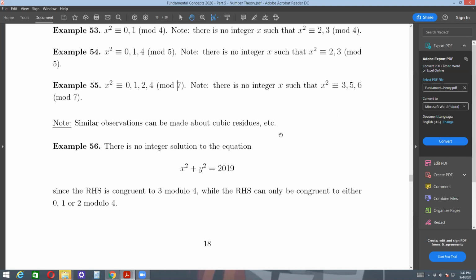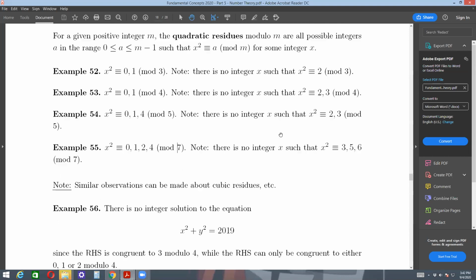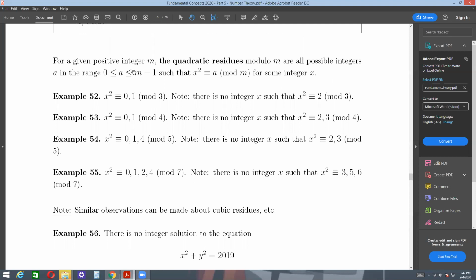Right? And as I said, you could make similar observations for cubic residues. Cubic residues for these smaller numbers don't necessarily give you much. Like for cubic residues mod 3, you'll get that x cubed has to be 0, 1, or 2, which doesn't help, because 0, 1, or 2 mod 3 is all possible values. Right? Usually the quadratic ones help you a lot more.